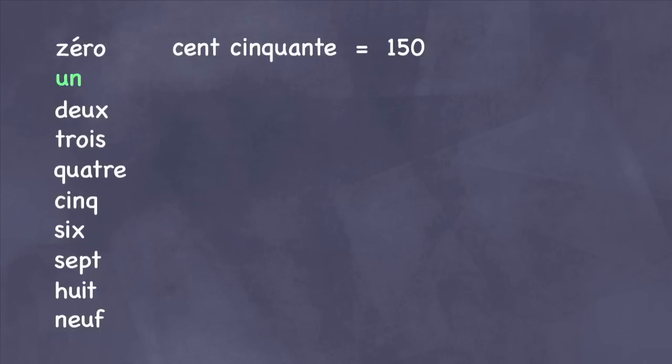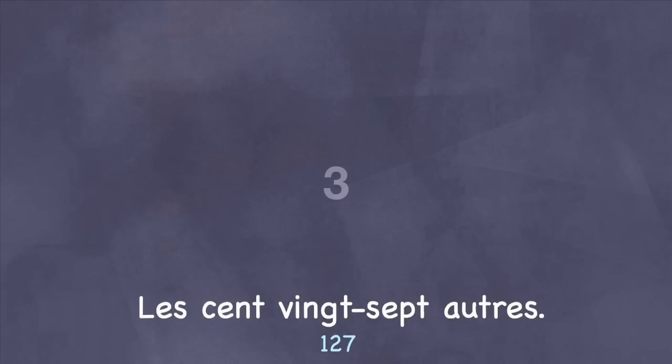First, in French, there's no un in front of 100 like you would expect based on English. 150, for example, is cent cinquante. Let's look at a clip of a pro tennis player saying the 127 others. It goes by quickly, so pay attention.